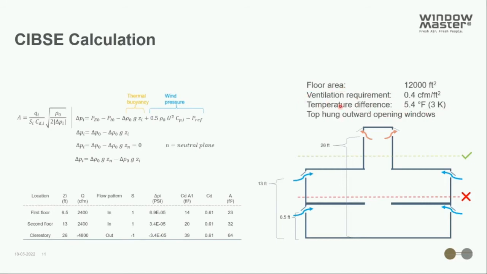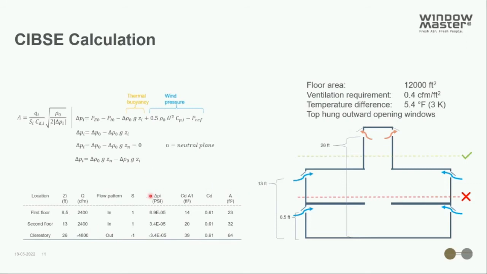Then, to keep it simple, we have the most commonly used windows for natural ventilation, which is simply top hung outward opening windows. Now, as I mentioned before, with this method here, we need ourselves to define the airflow balance. As you can see, the outgoing airflow through the clerestories is exactly equal to the combined ingoing airflow through the facade windows.